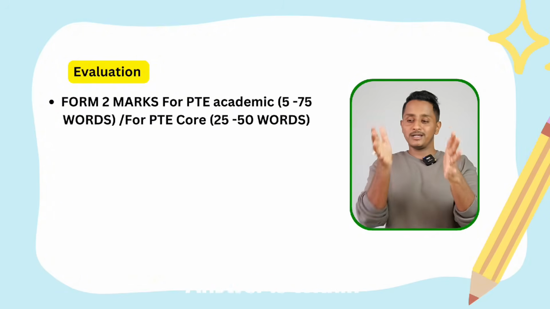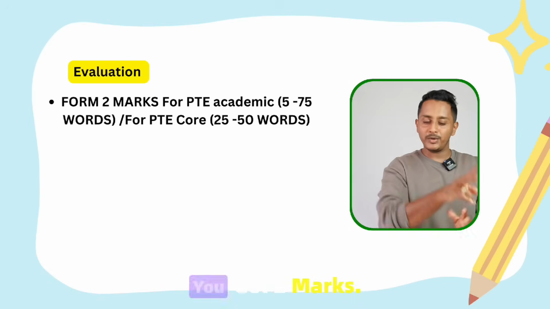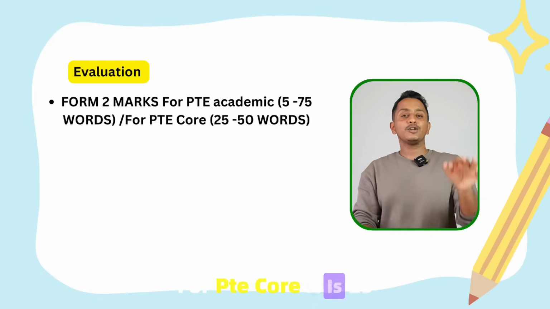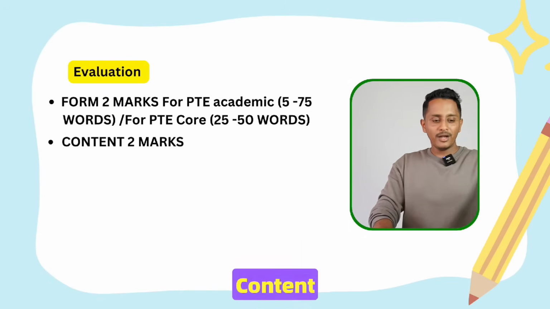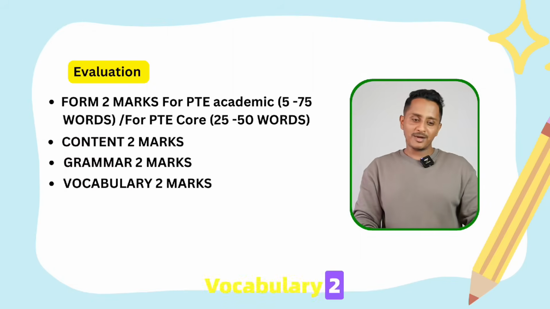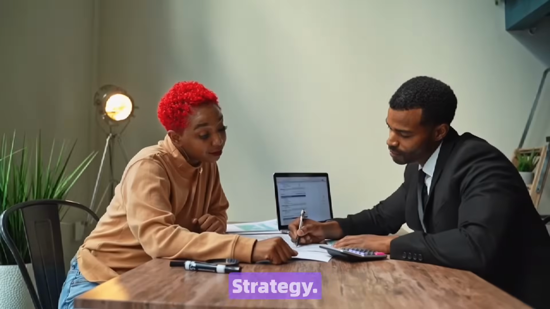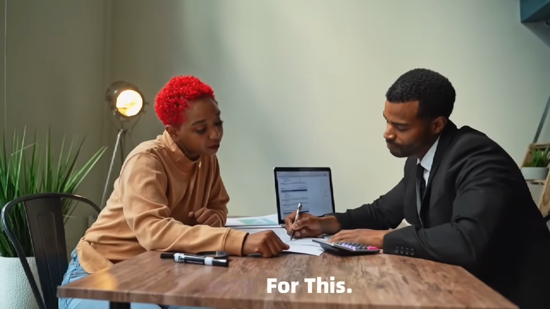If your answer is within this range, for PTE Academic, you get 2 marks. For PTE Core, it is 25 to 50 words. Content 2 marks, grammar 2 marks, vocabulary 2 marks. Don't worry about all these things. I give you a strategy, just follow it, you get complete marks for this.